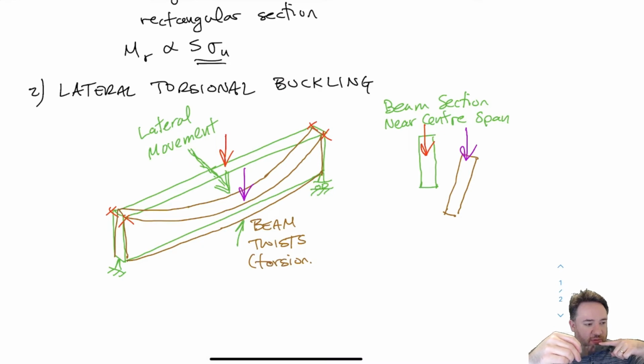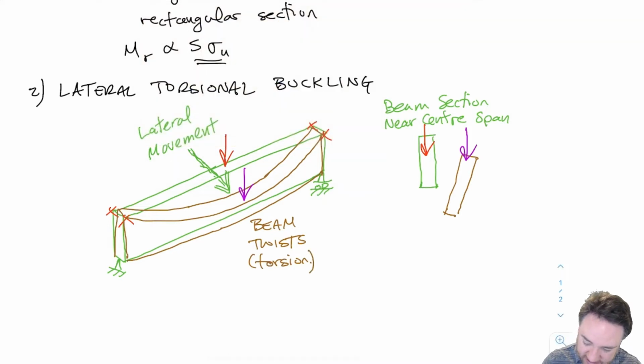And it's the top mostly that's going to move over. But the bottom, of course, is going to move over too because it has to follow the top when it twists. So as I said, it's quite a complex phenomenon in that sense. We have a twisting and a lateral movement happening together.